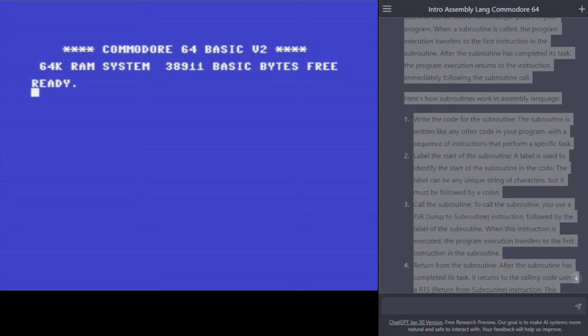Okay, we already covered a lot of that. Let's backspace that, and then write the code for the subroutine.